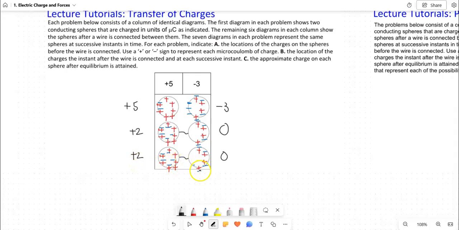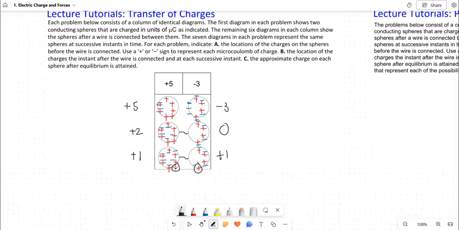So what we're going to see here is that one of these negatives, and I'm just going to grab this guy right here, is going to jump over onto the other side. And when we do that, what we're going to have left over is a positive 1 and a positive 1. See this object? That's the positive on this side, and here's the positive on this side.